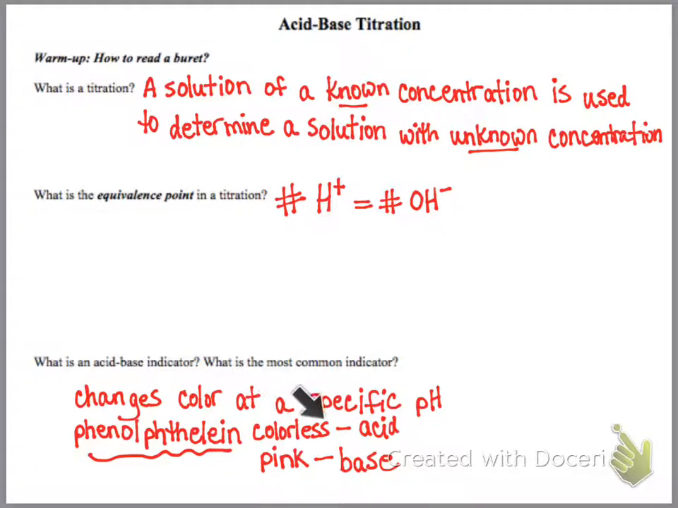It's colorless in acid, so it just looks like water. You can't see it at all. And the point at which it turns into a base, it turns pink. So when you add the base to the acid, you know when to stop because it starts to turn a little bit pink. It starts to stay pink. And at that point, we've reached the equivalence point, which is where the protons and the hydroxides are equal to each other. And we can use that to figure out the concentration of an unknown.